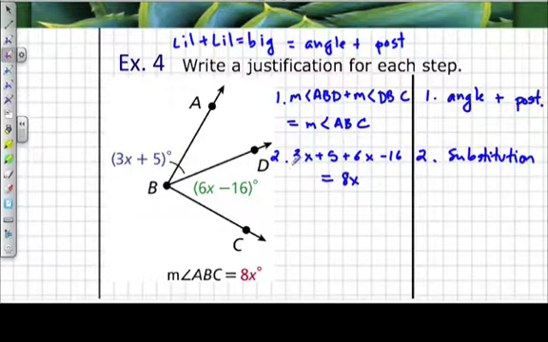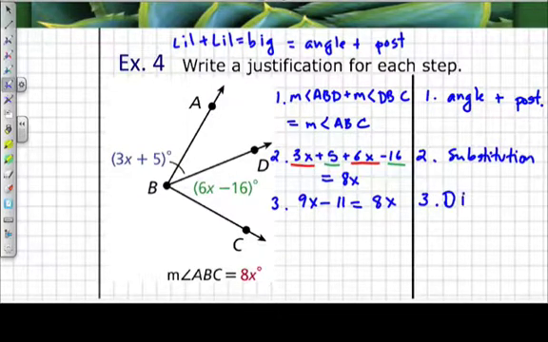Now in my equation here, I'm going to combine these like terms and I'm going to combine my constants. So my next step will be to say, 3x plus 6x is 9x. 5 minus 16 is going to be negative 11, and that's going to equal 8x. So remember, that was the distributive property. Beautiful.